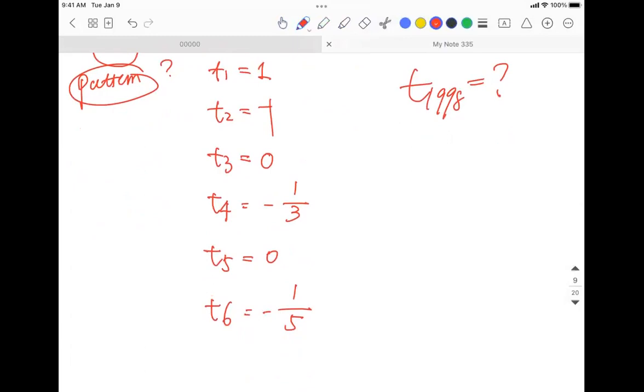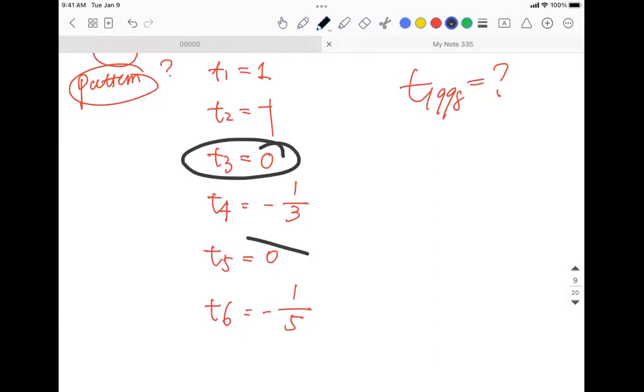Yeah, for every even number you will have an actual number, but for every odd number you would have a 0 or 1 at the beginning. So then wouldn't T1998 be negative 1 over 1997, because the 1 is on the left, right, the top? That's a brilliant observation, right?